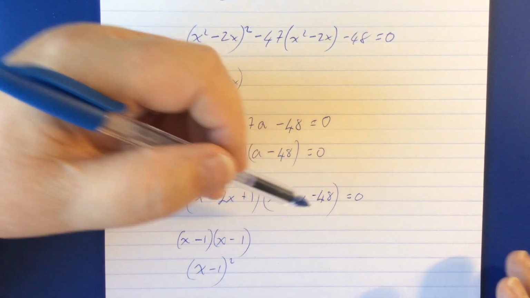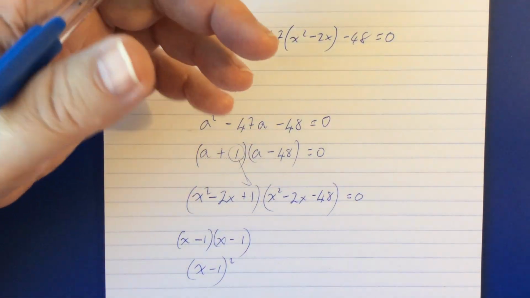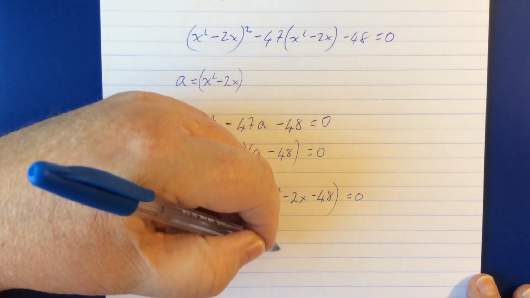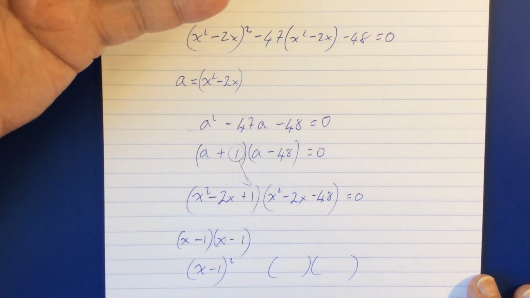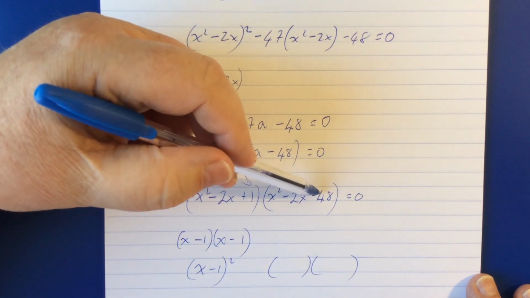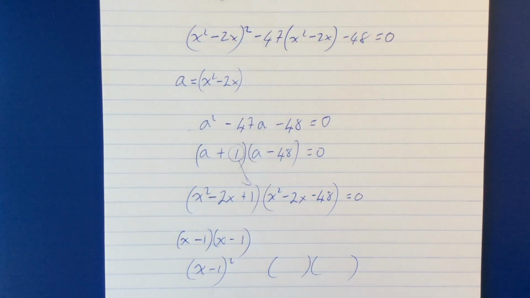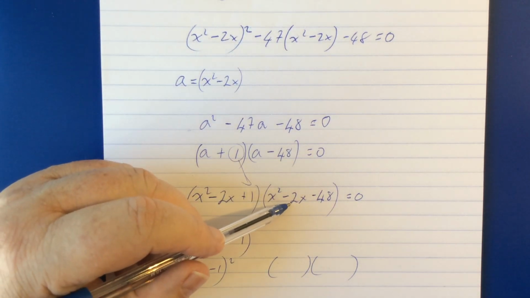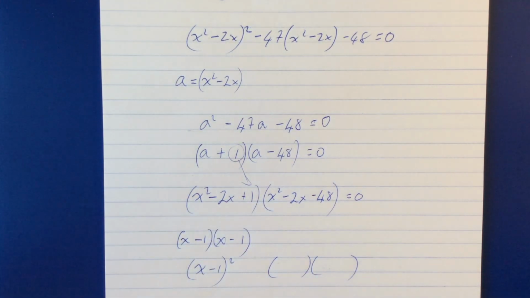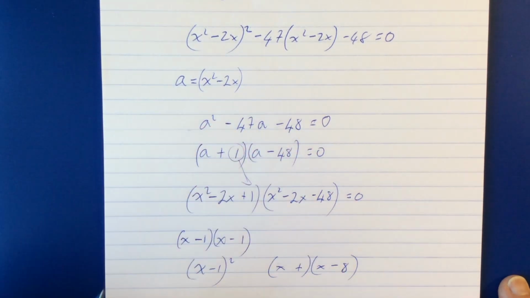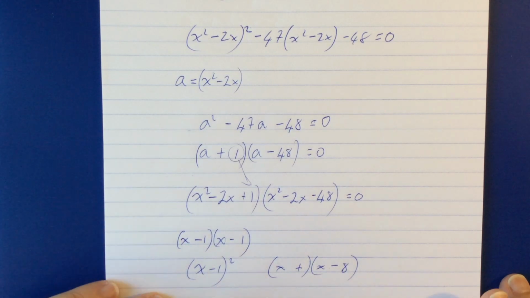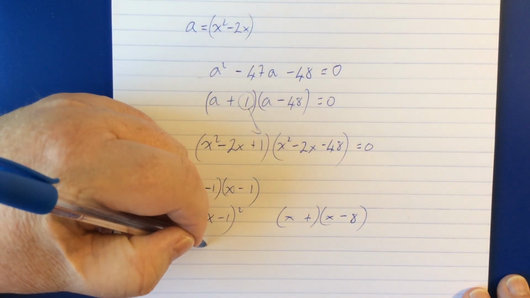It is a perfect square. The factors of 48 that can combine to make 2, that's a pretty straightforward operation. They are 6 and 8. What we want is negative 48, so one of them has to be negative, either 6 or 8, and we want them to add to negative 2, so it needs to be positive 6 and negative 8. And here we have our factors.